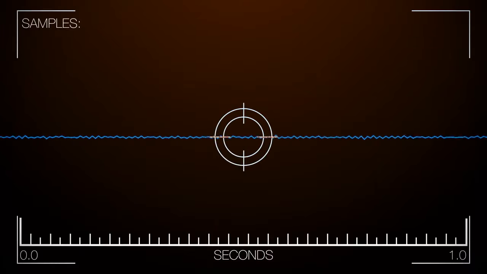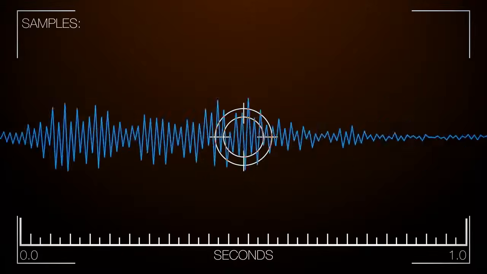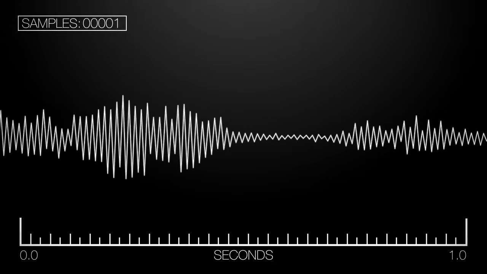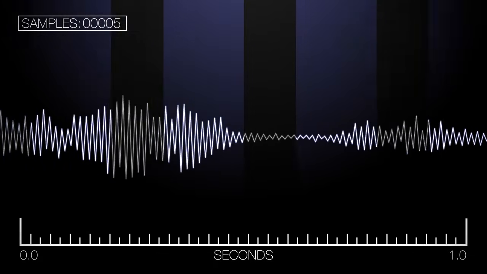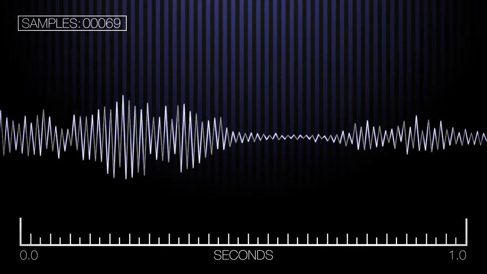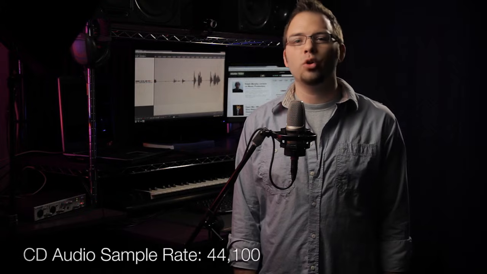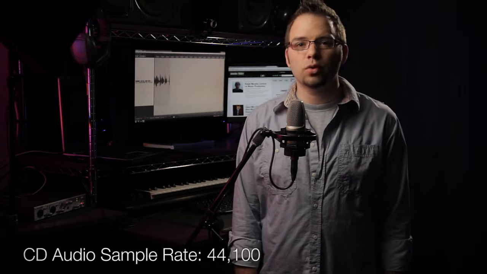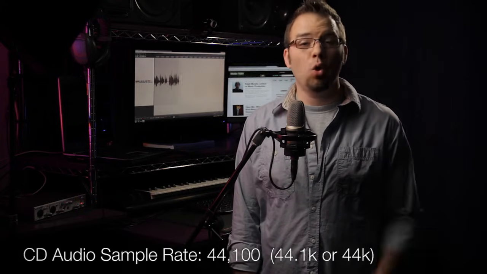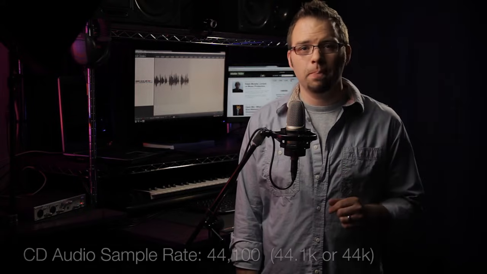One way to think about sample rate is taking a snapshot of the audio frozen in time. The sample rate is simply how many times the analog to digital converter takes a snapshot of the audio per second. For example, CD audio has a sample rate of 44,100 and is referred to as 44.1K, or sometimes as 44K. K is short for kilohertz. This means that the audio is sampled 44,100 times every second.